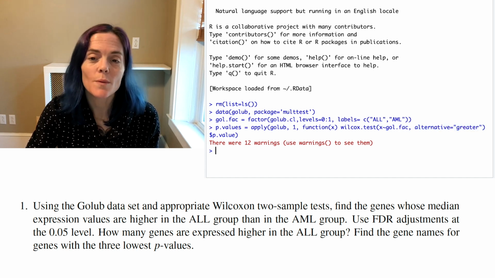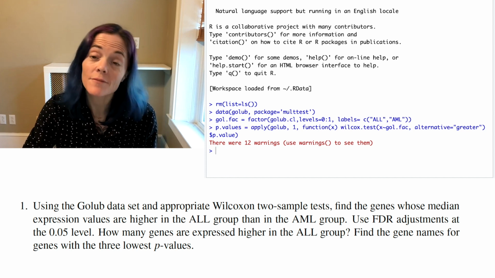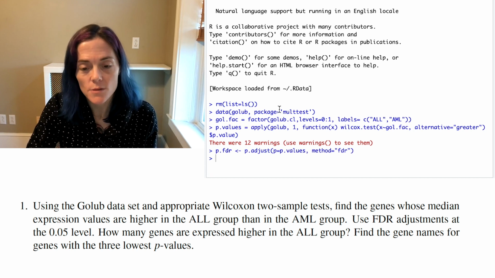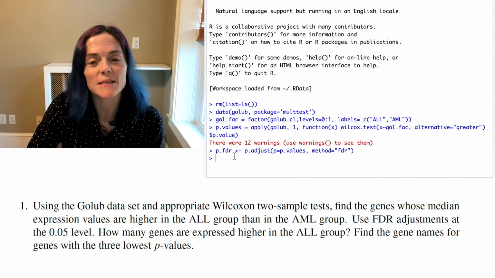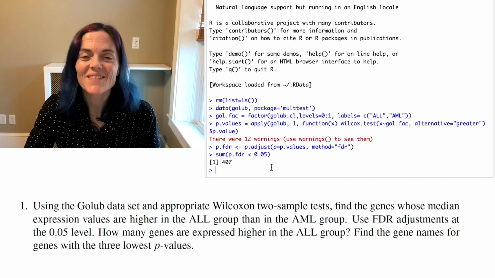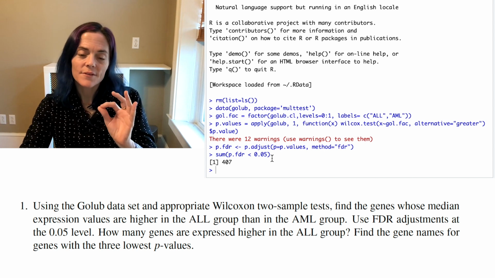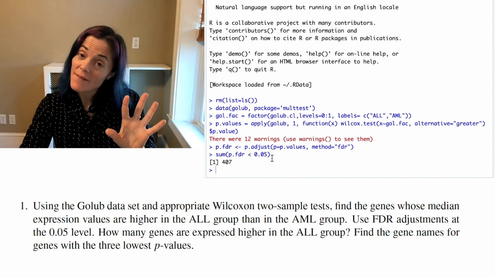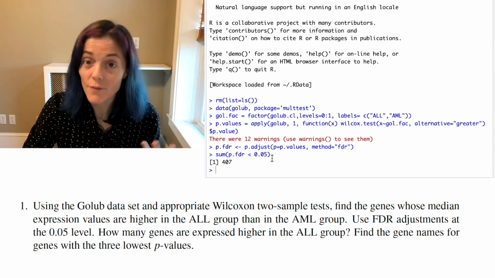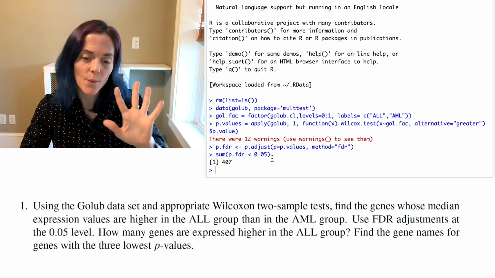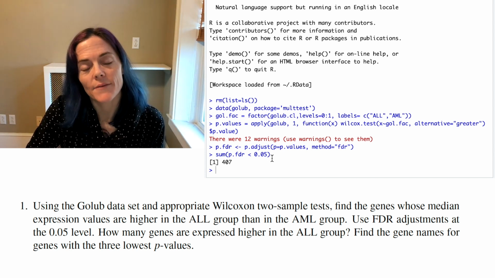Now, we need to apply this Benjamini-Hochberg correction, or FDR method, and so that is here. I have used this p.adjust that we learned in the last module. And then we can figure out how many genes have this adjusted p-value. Really, we know for Benjamini-Hochberg it's called a q-value, but in any case, we're looking for less than 0.05. The answer is 407.